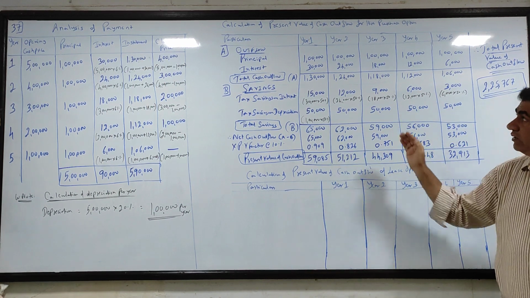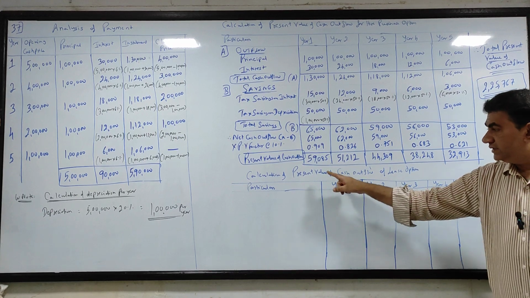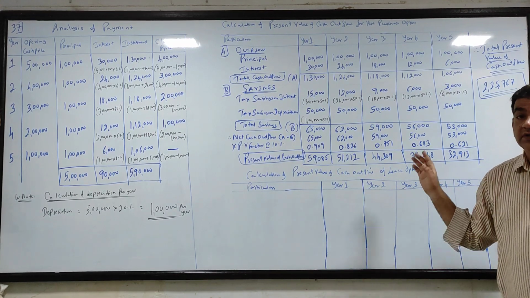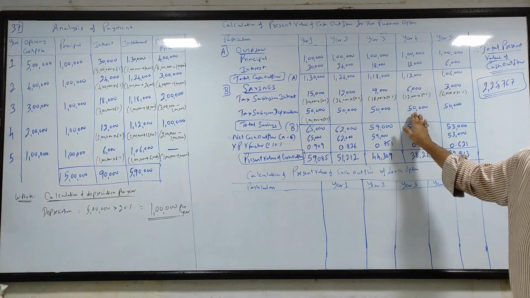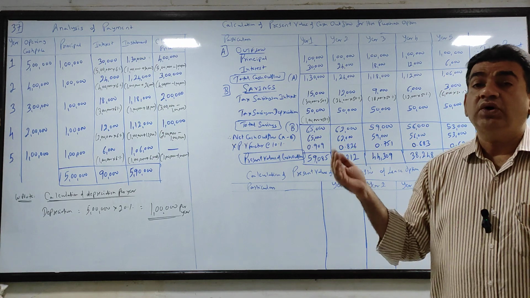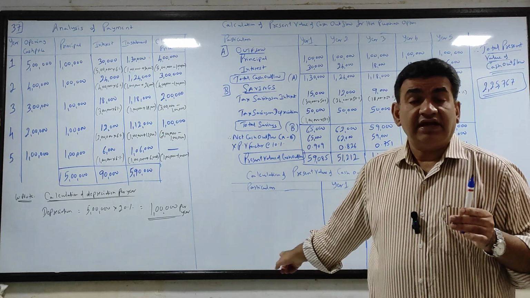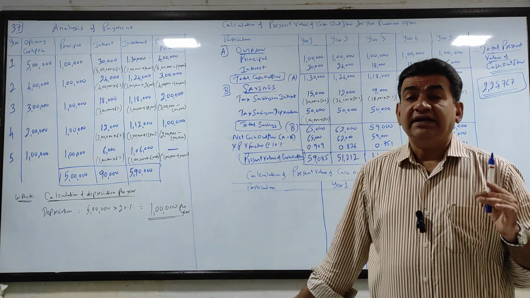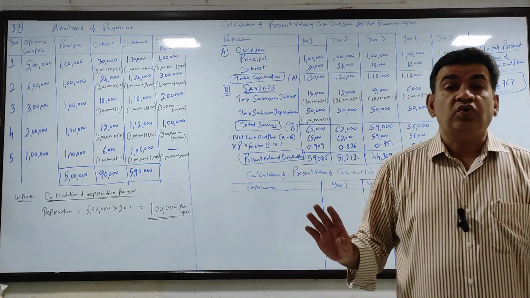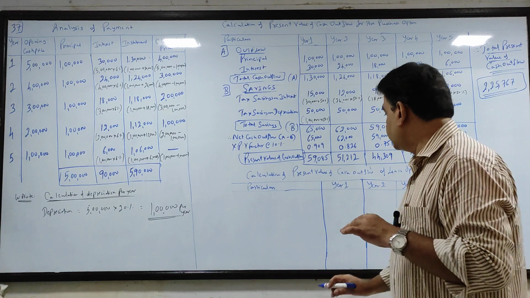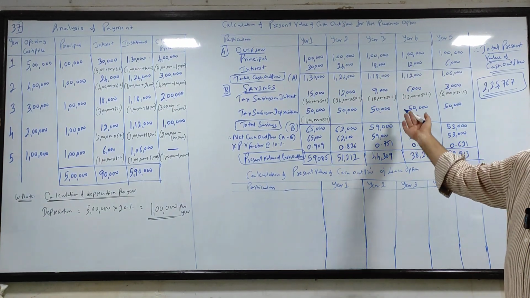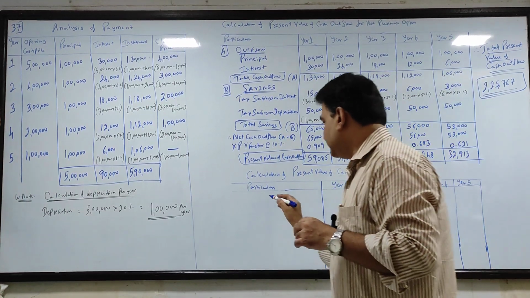Got it? Chalo. Now I'll do the same thing for the rental option. Calculation of present value of cash outflow for the lease option. Here what we are doing? We are buying the asset. On payment of the last installment, we will become the owner. But here we are not buying the asset, we are taking it on rent. Every year we will pay rent. So there is only one outflow, that is rent. So I'll use the same table to compare; it will be half the size of the first table. Presentation will be the same.